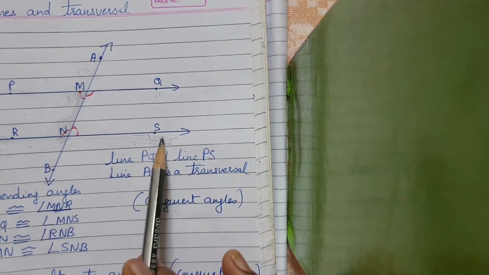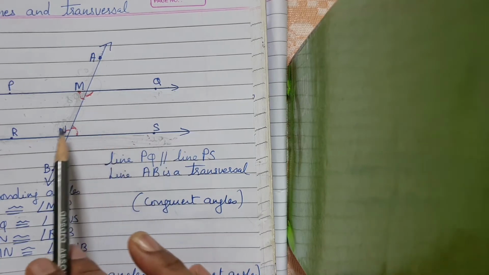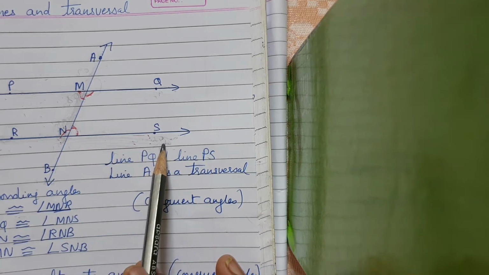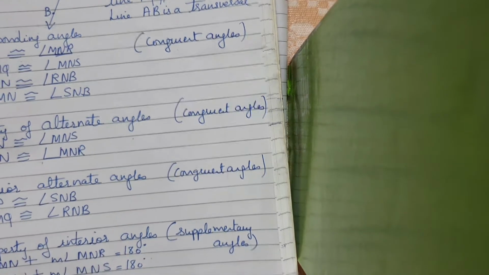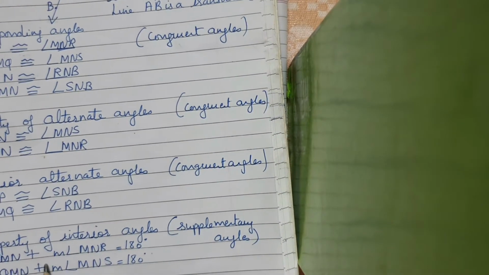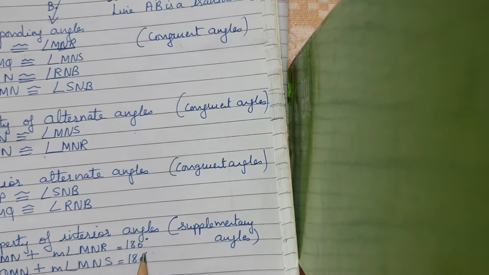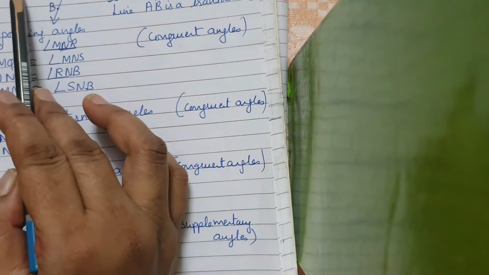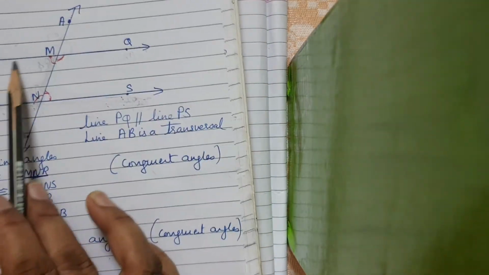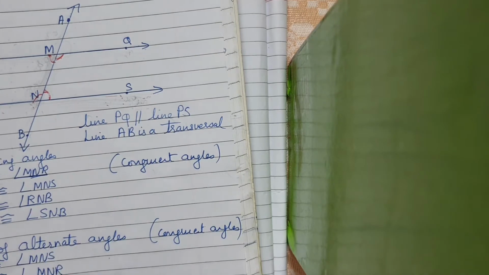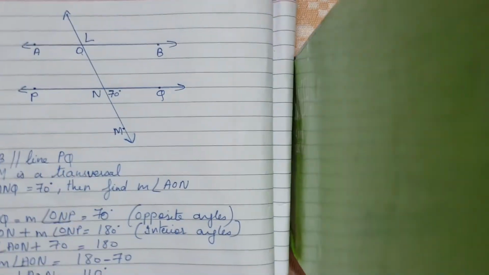They are interior angles. And interior angles are not congruent angles. They are supplementary angles. Okay, they are called supplementary angles. So we have to add them, like how it is given over here. Measure of angle PMN plus measure of angle MNR is equal to 180 degrees. So these two will form 180 degrees. Even these two will form 180 degrees. So interior angles are supplementary angles. Okay. Now let's take one more angle over here.